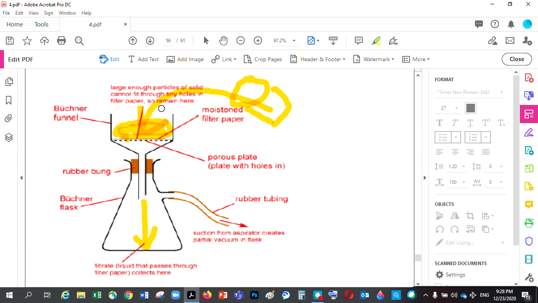Then after that, we take it and put it in the oven. We know the mass of the pre-weighed filter paper, and then we take it in the oven overnight, then weigh it and determine the amount of lead sulfate. And then from the lead sulfate amount, we can determine the amount of lead inside our sample of the drinking water.